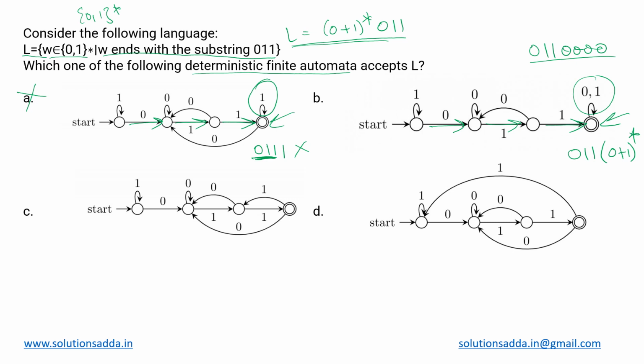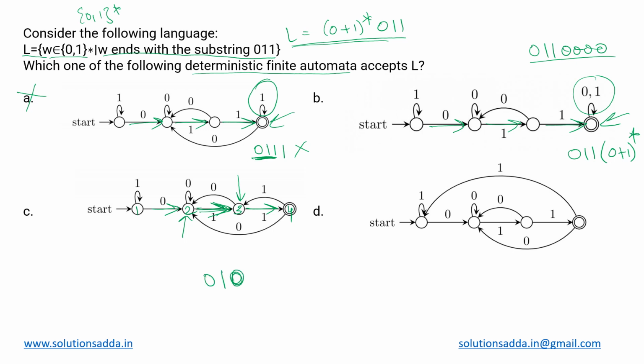Then coming to the next option, in this one again we have the substring 011, but let us check if it is ending with the substring. Let us call these states 1, 2, 3 and 4. As we can see, there is a loop for 0 in state 2, and after that we have 1. From 2 to 3 there is a transition for 1, and in state 3 if we get any 0 then we are looping back into state 2. So this will ensure that after a 1, 0 will not be allowed.